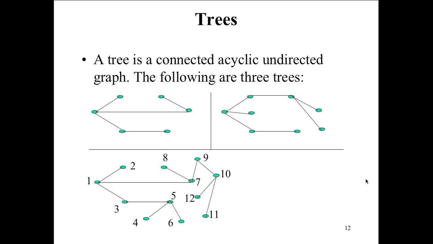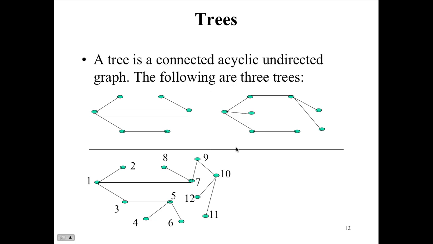So a tree is a connected, acyclic, undirected graph. The following are 3 types of trees that exist. So in terms of a tree, we're looking at a connected acyclic undirected graph. And these are different kinds of concepts. This one here is ordered, so there's a directed one. We have undirected ones as well.